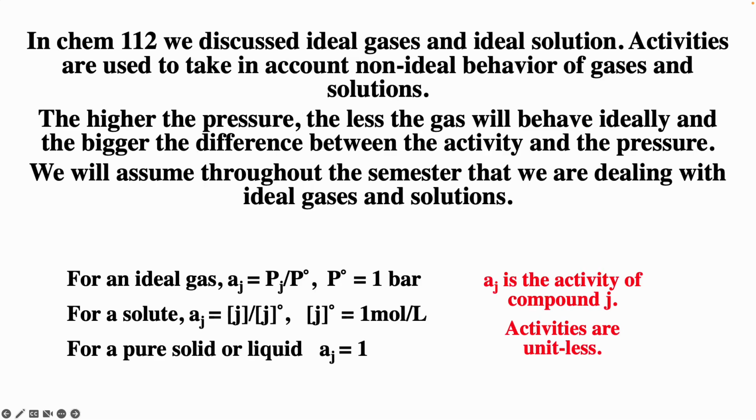And so in Chem 112, we discuss ideal gases and ideal solutions. Activities are used to take into account non-ideal behavior of gases and solutions. The higher the pressure, the less the gas will behave ideally, and the bigger the difference between activity and the partial pressure. But again, in this class, we are dealing with just ideal gases and ideal solutions. And so the activity of a gas is just equal to partial pressure divided by 1 bar. Activity of solute is equal to concentration divided by 1 mole per liter. And activities of pure solids and liquids are just 1.